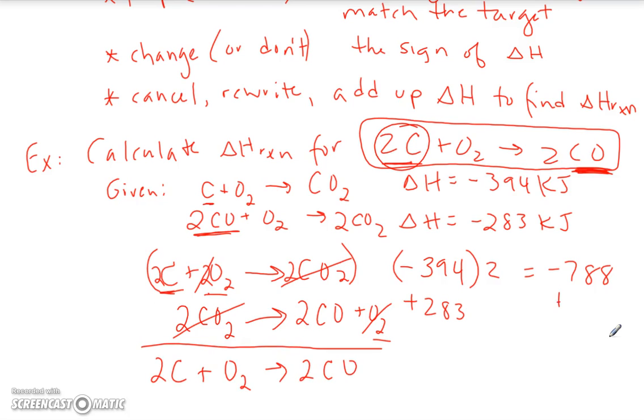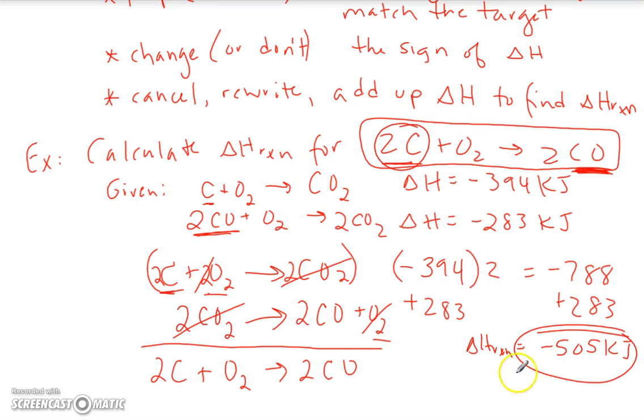So that means we just need to add up the values over here. Negative 788 plus 283 leaves me with a negative 505 kilojoules. So that right there is our heat of reaction. All right, let's take a look at the problems in the problem set.